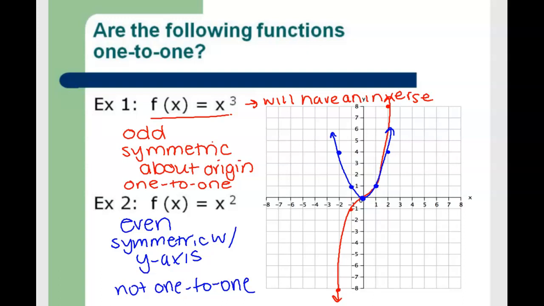So again, on your paper, I gave you two separate graphs to draw those in. On mine, I just did them on one.